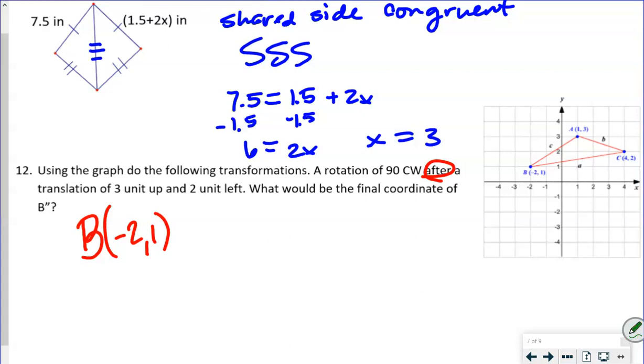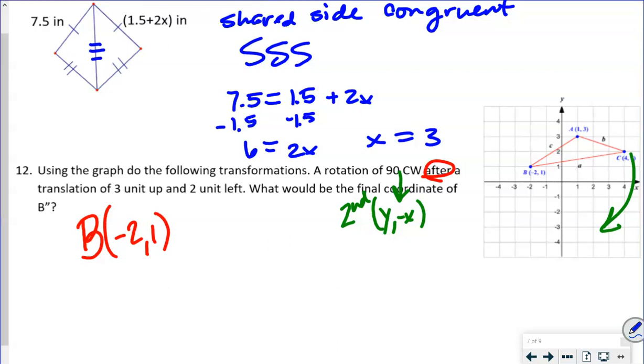So that would be, so this right here would be what? Clockwise is down here, right? Okay, so that's going to be (y, -x), and that's going to be the second thing that's going to happen, right? Because it says that that happens after the translation of 3 up and 2 left, okay?